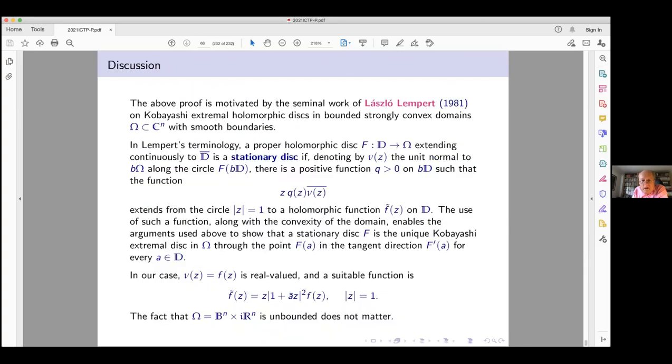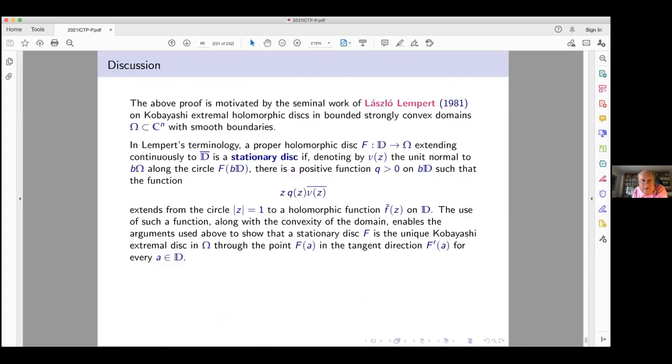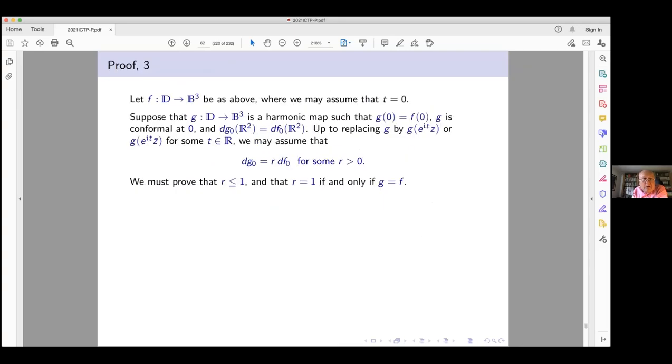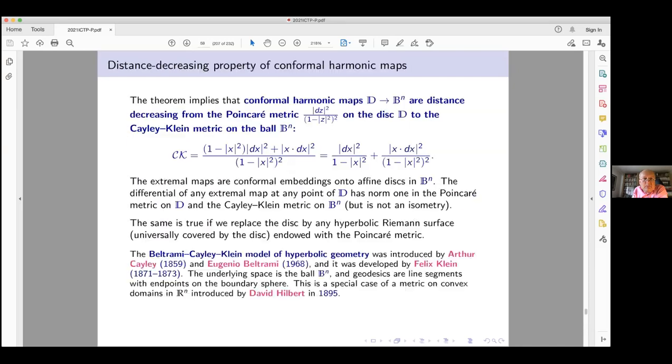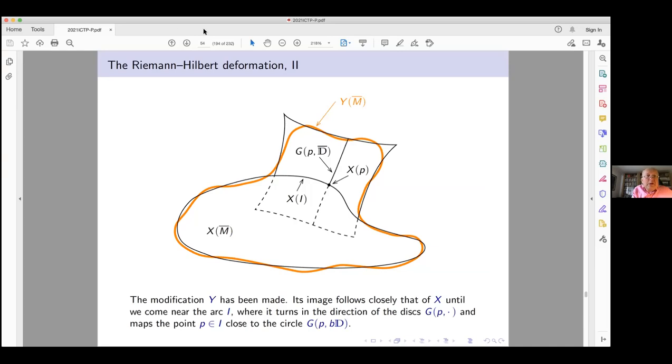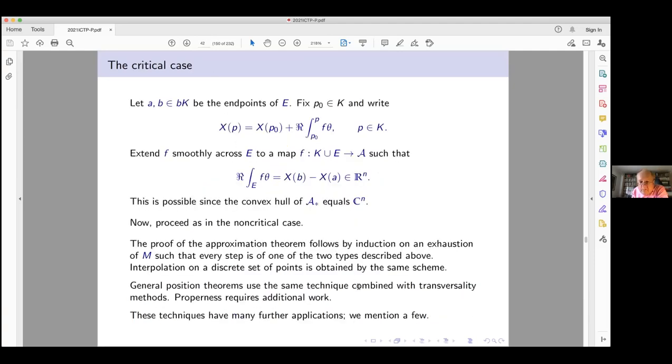I'm sorry, I jumped a little bit too far. This was because of a technical problem. I have to go back now. Oh, I have to go back a long way. Let me type here. I'm very sorry about this. Let me type. Where was I? Somewhere here.